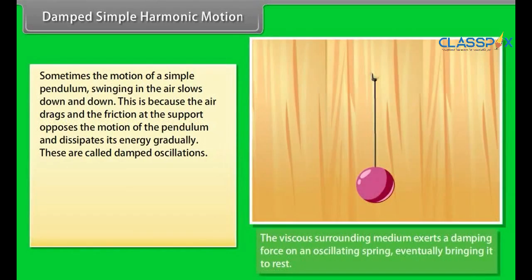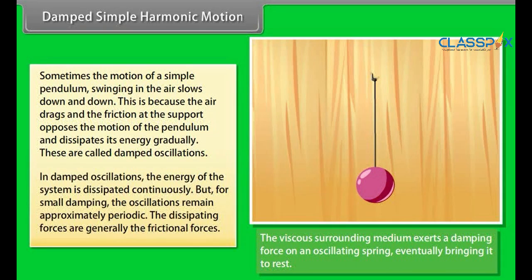Damped simple harmonic motion. Sometimes the motion of a simple pendulum swinging in the air slows down and down. This is because the air drags and the friction at the support opposes the motion of the pendulum and dissipates its energy gradually. These are called damped oscillations. In damped oscillation, the energy of the system is dissipated continuously, but for small damping, the oscillations remain approximately periodic.